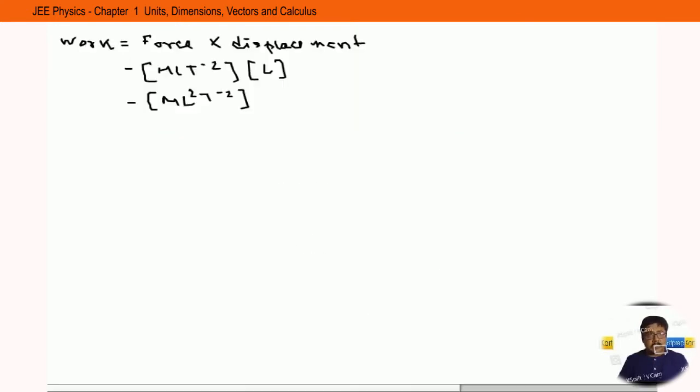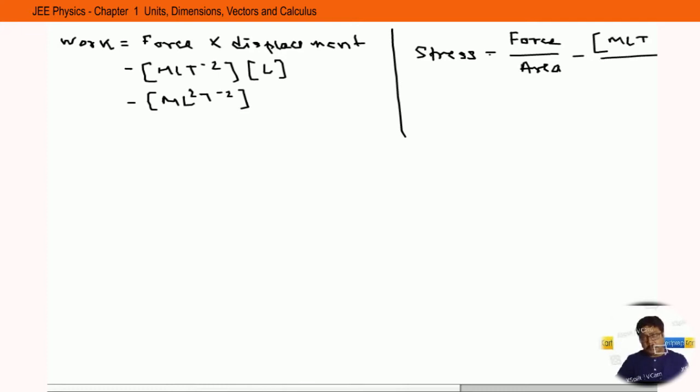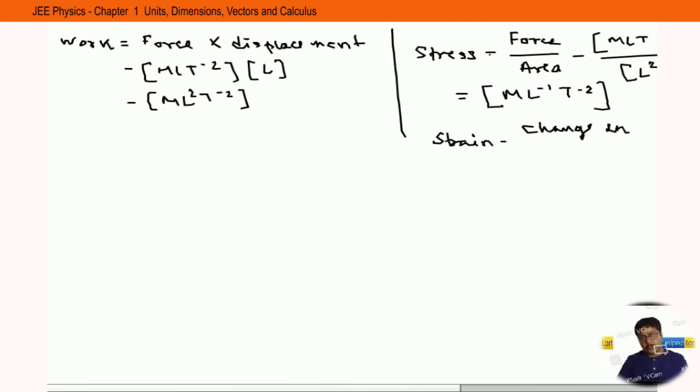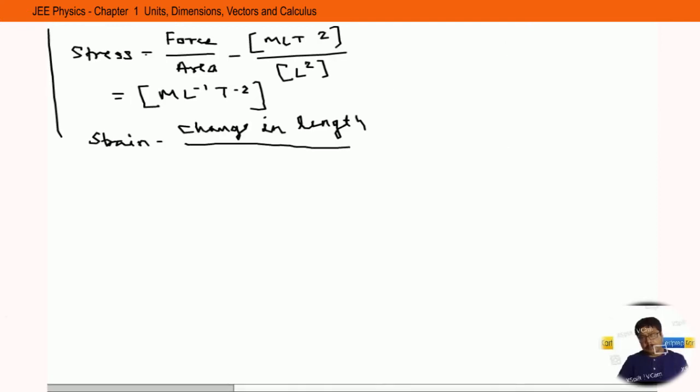This is an important thing that I like to discuss over here. What is stress? Stress means force by area. The dimension of the force is M L T to the power negative 2 and the area is L square. So the dimension of stress becomes M L to the power negative 1 T to the power negative 2. What is the dimension of strain? Strain is change in length by primary length.